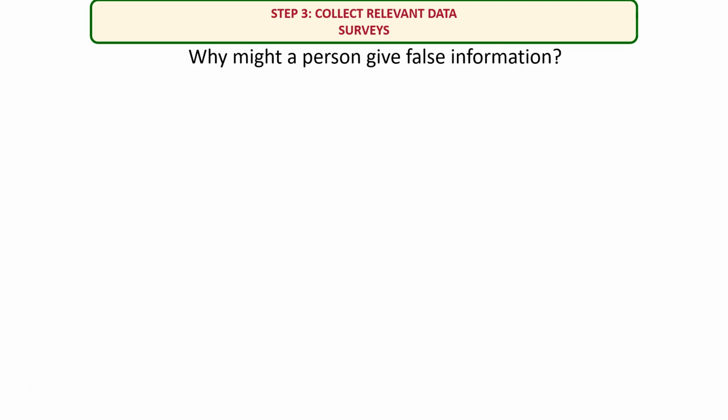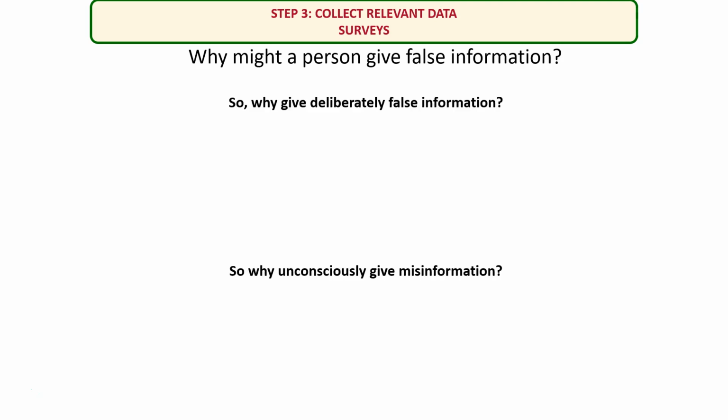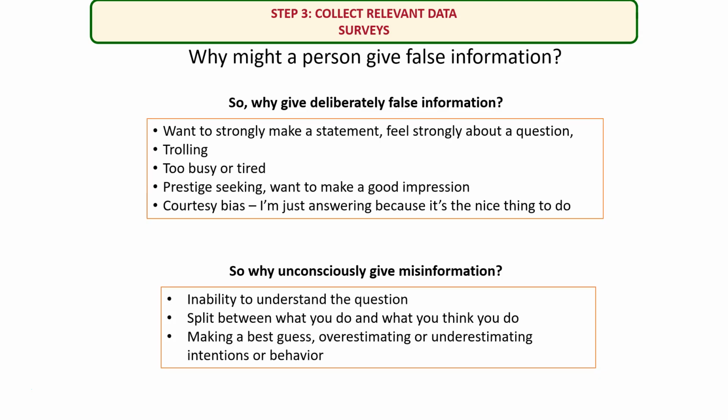So a big consideration when we talk surveys is, why might a person give false information? Take a moment and try to think of some ideas. You probably remember and thought of this in earlier sections. So why do you think a person might give false information? We can think of two different reasons probably: deliberately false or unconsciously false. So here are some ideas to remember when you're structuring your survey.